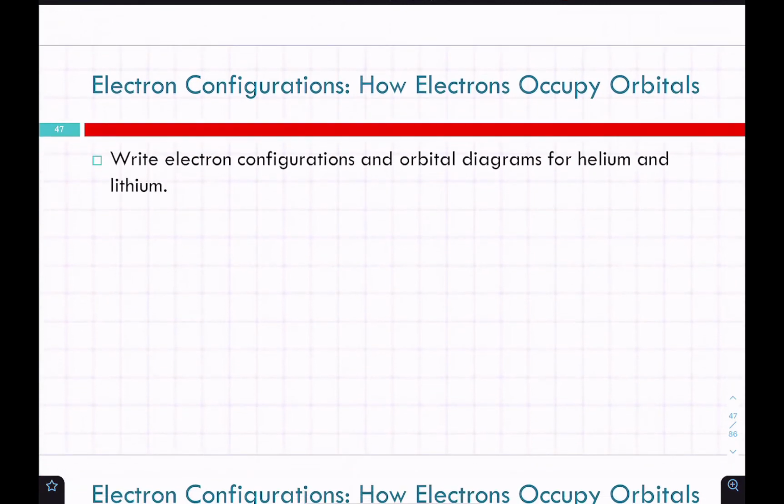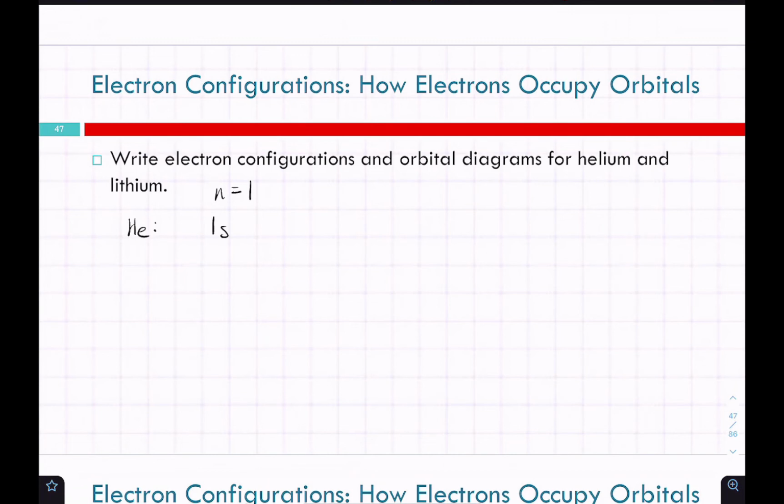Yes, write the electron configurations and orbital diagrams for helium and lithium. Okay, so helium. The electron configuration for helium, you can actually get straight off the periodic table. Looking at the periodic table, the first row is n equals 1, the first principal quantum shell. So that means we only have one orbital, and our first and lowest energy orbital is 1s. So helium is 1s.